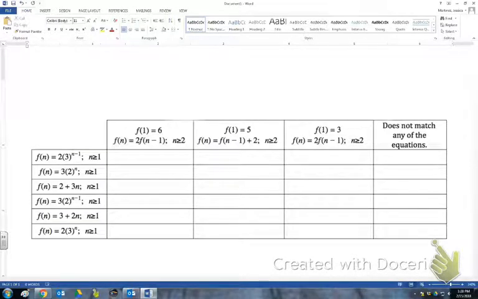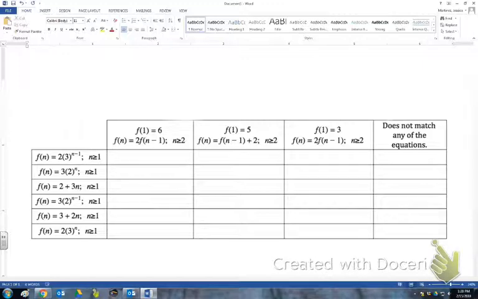For a problem like this, where you're supposed to be matching a recursive form with an explicit form, like you see here, so recursive are all up here at the top, and explicit are all over here on the left-hand side of the page, I would take a middle step and actually write out the sequence first, and then match it up to the correct explicit form. So for this one that's up here at the top, it says that the first term is 6, and that in order to get to the next term after 6, we multiply by 2.